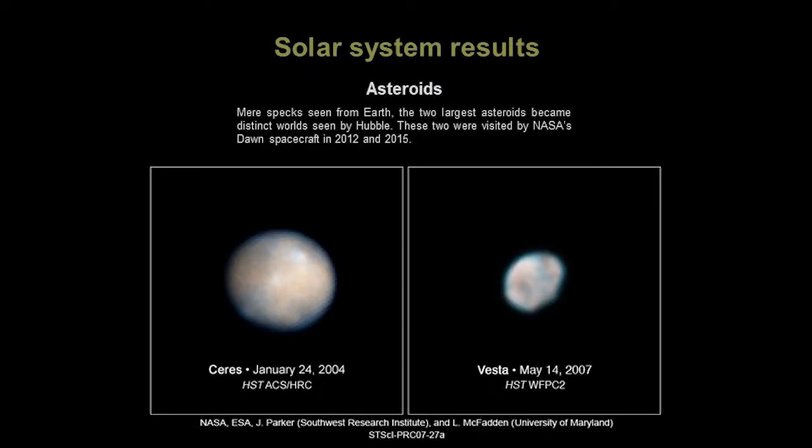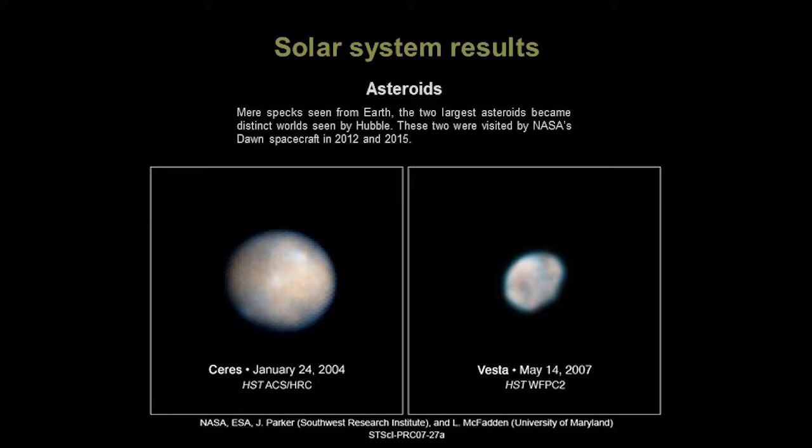I wanted to pause just briefly on this particular pair of images. They might not look so exciting. These are 2 of the largest asteroids. This is Ceres and Vesta. And you notice these images were taken back in 2004, 2007. Up to that point in time, really no asteroid had been seen as other than a speck of light. And yet Hubble broke through that barrier and showed us these as small worlds.